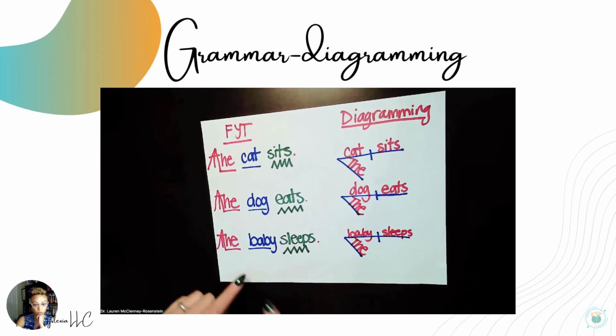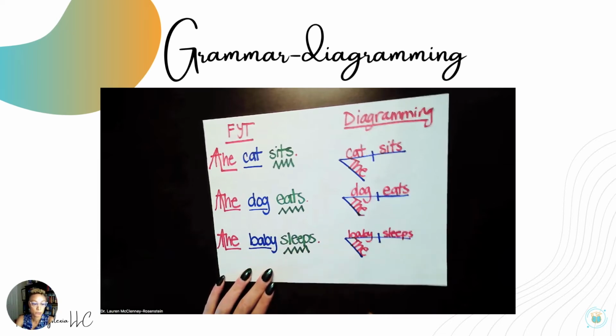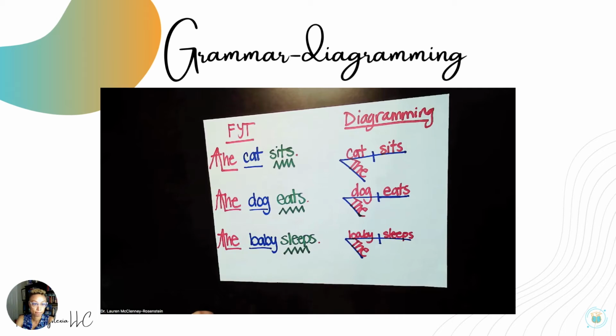Some kids really need that color coding. Some kids really need to understand that the article is going to be red, or whatever color you want, and the noun is going to be blue, and the verb is going to be green, because I know green is go, and go is an action word. Whatever those connections are, that's the way that you want to tailor it to your learner.